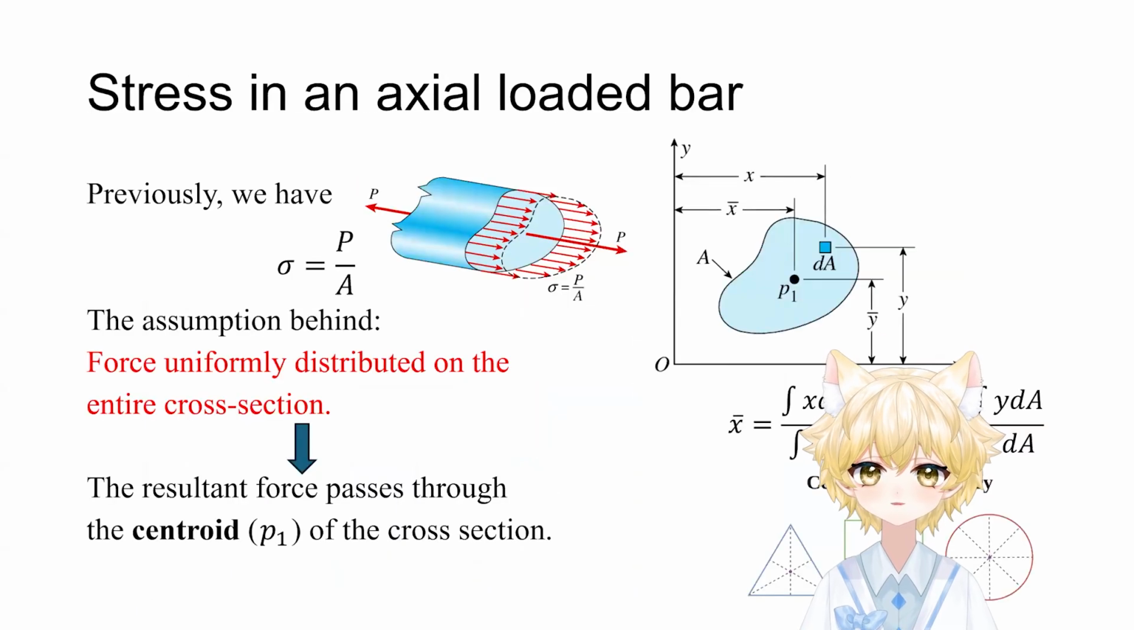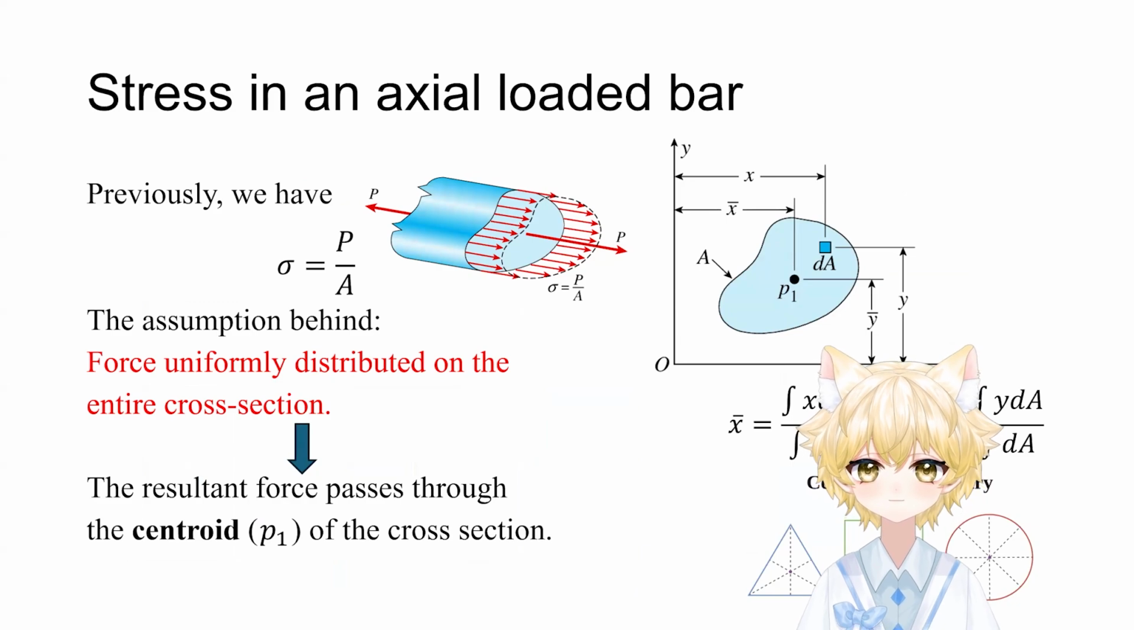Let's go back to our fundamental formula. Stress equals P over A. Previously, we used this to calculate the stress in the entire bar, but there is a strong assumption hiding behind this kind of simple equation. That is the uniformity.